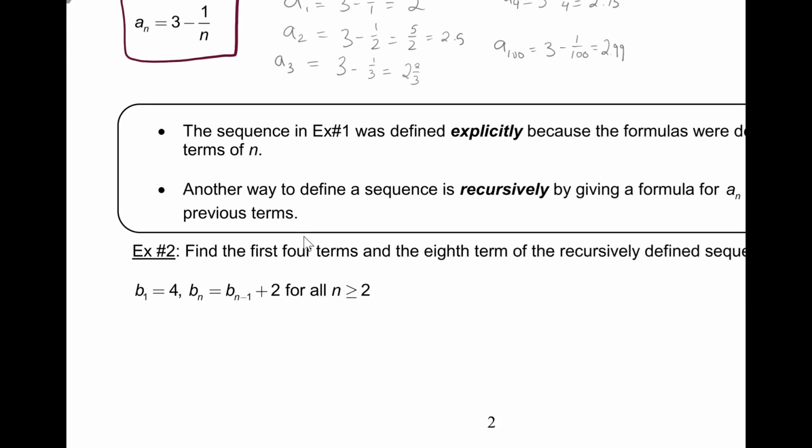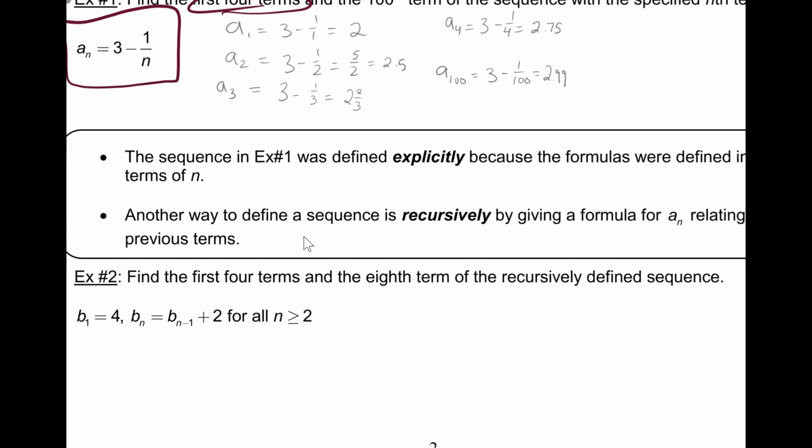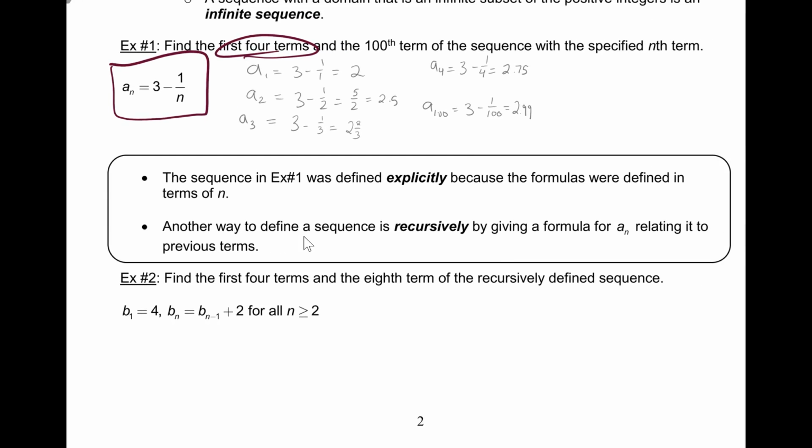The sequence in example 1 is defined explicitly because the formula is defined in terms of n. Explicit is the easy one because you can just skip right to finding the 100th term. If we were talking about recursive, that sucks, because I'd have to find terms 1 through 99. Another way to define a sequence is recursively, by giving a formula for a of n relating to the previous term. So you have to find the previous term to find the current one.